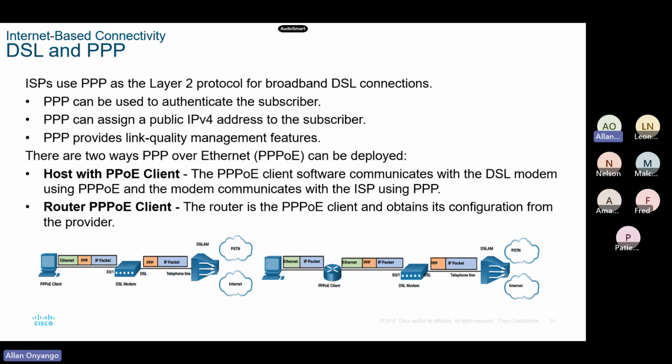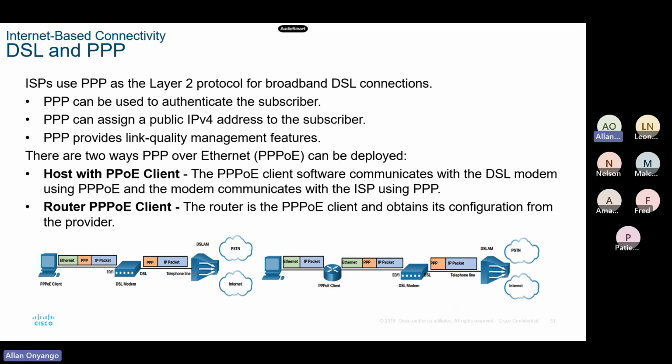DSL can work over what's called the point-to-point protocol, PPP, right? So DSL ISPs normally have used PPP as a layer 2 protocol for broadband DSL connections. They can use it for authenticating subscribers who need to pay monthly. They'll assign a public IP address to the subscriber, and they provide some link quality management features, so that if a subscriber has not paid his subscription fees, then because PPP uses other authentication protocols to be able to do that, they'll be denied access to the network.